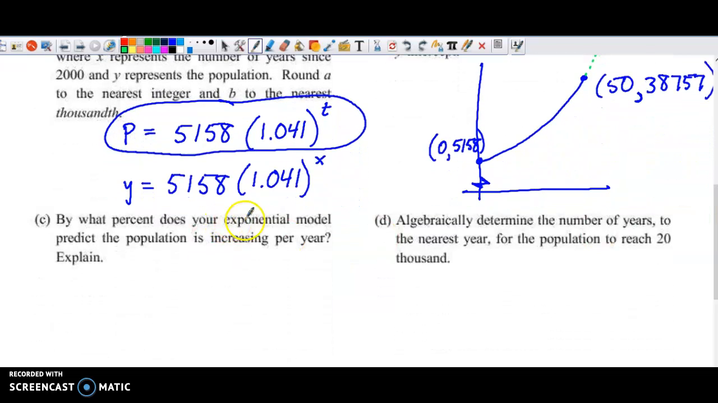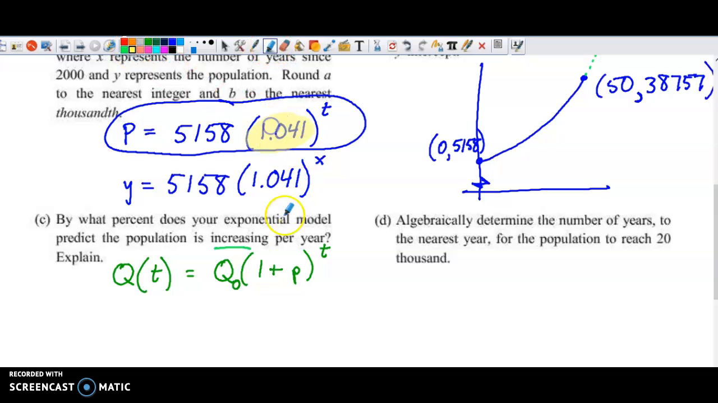So by what percent does your exponential model growth increase per year? The basis to that, if you remember back to an earlier unit, earlier lesson, it's based off of the formula where we had the starting amount, Q subscript 0, and then 1 plus your percentage to the t power. So I'm going to just highlight this bit right here needs to match up with that. So that 1 plus percentage needs to equal that 1.041 number. So I would subtract that over.